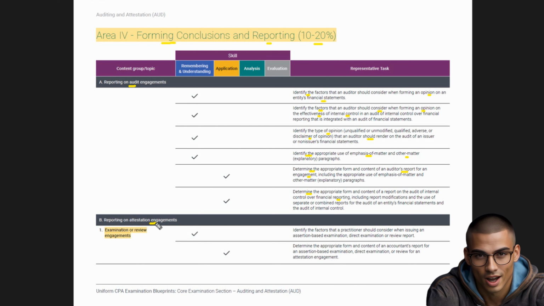Next, we have reporting on attestation engagements, where we're going to be looking at examination or review engagements, where you're going to need to be able to identify the factors that a practitioner should consider when issuing an assertion-based examination, direct examination, or a review report. And you're going to need to be able to determine the appropriate form and content of the accountant's report for an assertion-based examination, direct examination, or review of an attestation engagement.